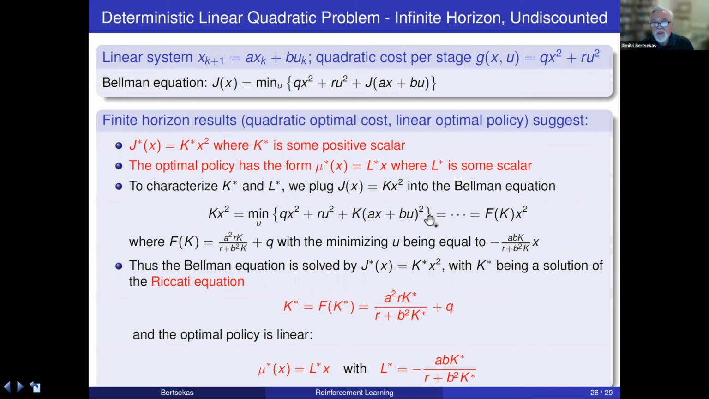Bellman equation is this one. After you drop out the x squares, it becomes the Riccati equation, which has this form here. K star equals to this expression of K star. Now this is a nonlinear equation. It's quadratic actually in K star. And if you can solve it, you obtain K star.